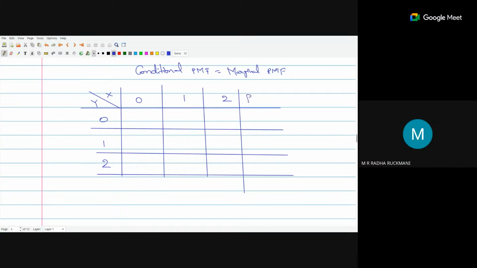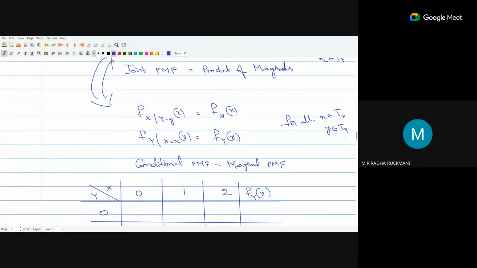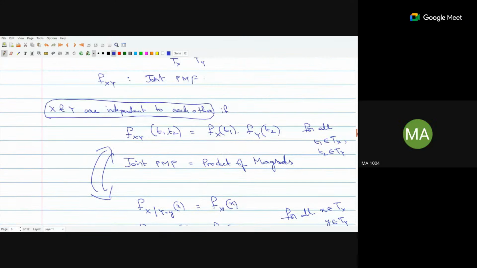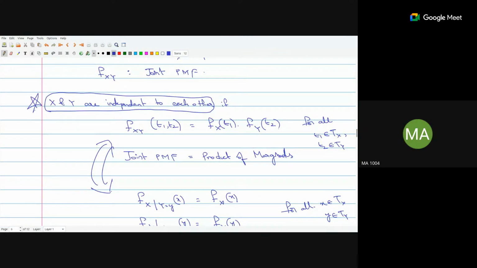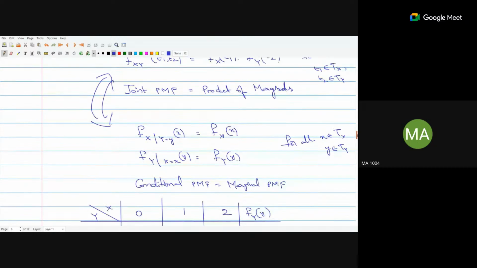Sir, what is that you have written? Can you scroll up? Conditional PMF is equal to marginal PMF. Yes, that is in case of independence. This statement starts from here: X and Y are independent of each other if this is true.